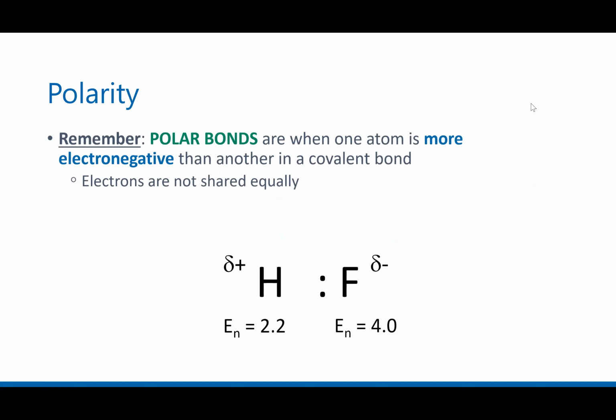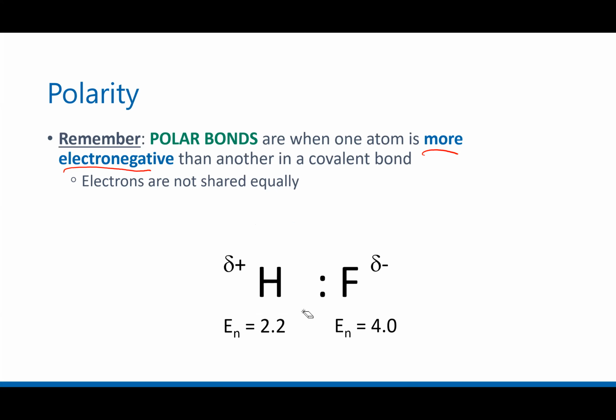Polar bonds are when one atom is more electronegative than another in a covalent bond. That means the electrons are not shared equally. So in this example on the bottom of the slide, we have HF, hydrogen fluoride or hydrofluoric acid. We're not seeing an equal sharing. The electronegativity of hydrogen is 2.2. The electronegativity of fluorine is 4. So there's a big difference between their electronegativities.